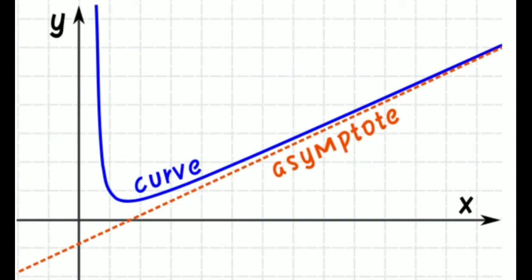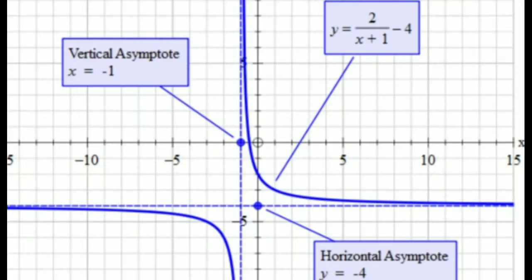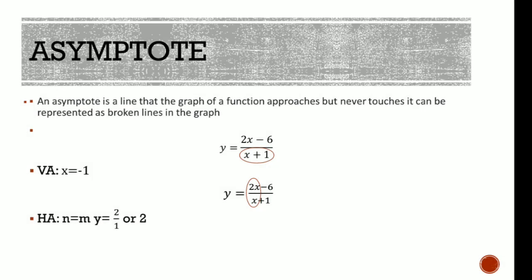Next is getting the asymptotes of the function. An asymptote is a line that the graph of a function approaches but never touches. It can be represented as broken lines in the graph. For the vertical asymptote, we will look at the denominator, which is x + 1, then transpose it as x = -1. So the vertical asymptote is x = -1.